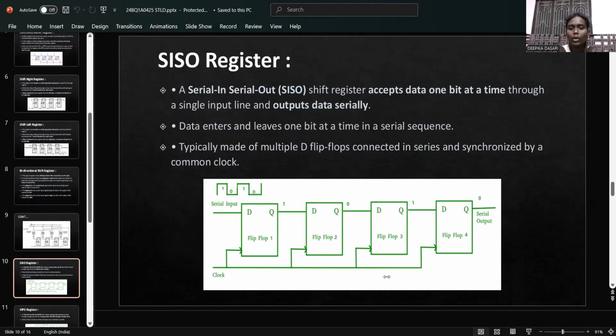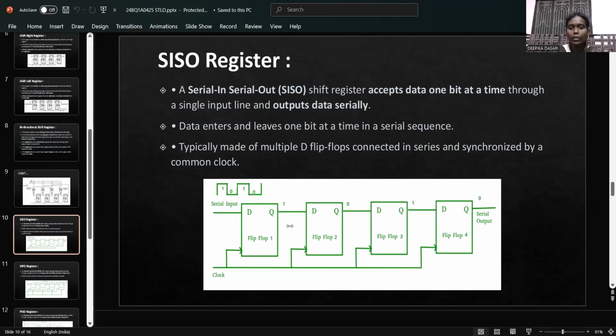Here we can see the common clock is connected to the four flip-flops, and as per the sequential series, we connected them, and four D flip-flops are used. Here is the serial input, here is the serial output.